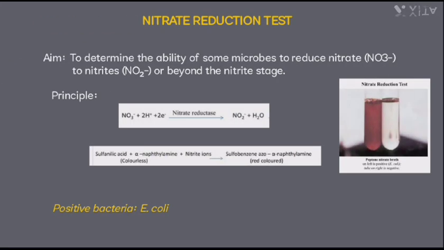Nitrate reduction test. Aim: to determine the ability of some microbes to reduce nitrate to nitrites or beyond the nitrite stage. Principle: the test is based on the detection of nitrite and its ability to form a red compound when it reacts with sulfanilic acid to form a complex, nitrite sulfanilic acid, which then reacts with alpha-naphthylamine to give a red precipitate. Nitrate reduction test positive bacteria: E. coli.